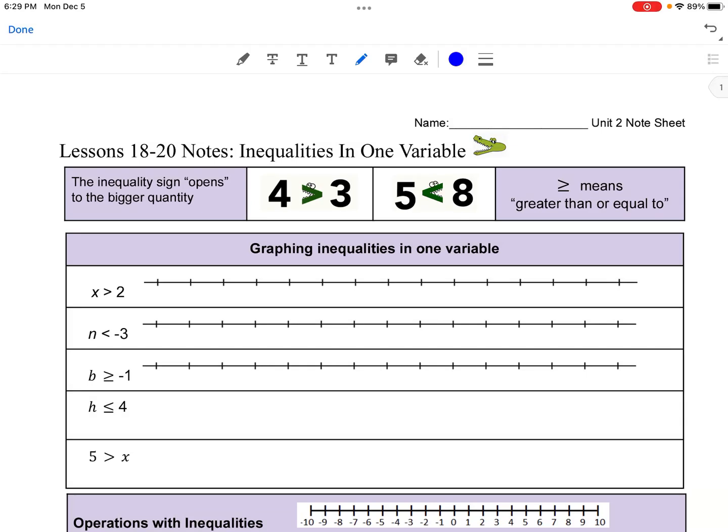Lesson 18 through 20, inequalities in one variable. So just a little review. The inequality sign tells you which value is bigger. Sometimes we draw little alligator teeth on it, showing the alligator opening its mouth towards the bigger quantity. So this is a true inequality.